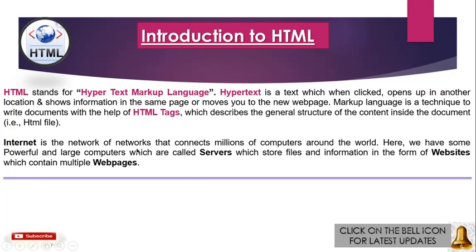The internet is the network of networks. That is why we call it the largest network of the world, which connects millions of computers around the world. Here we have some powerful and large computers which are called servers, which store files and information in the form of websites which contain multiple web pages. Means servers are used to store files and information.